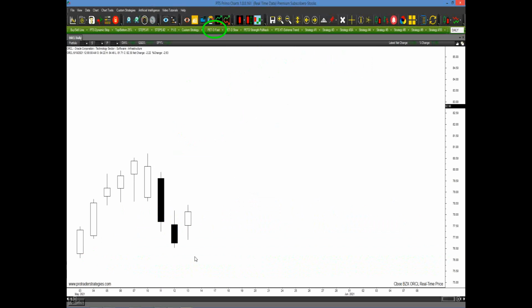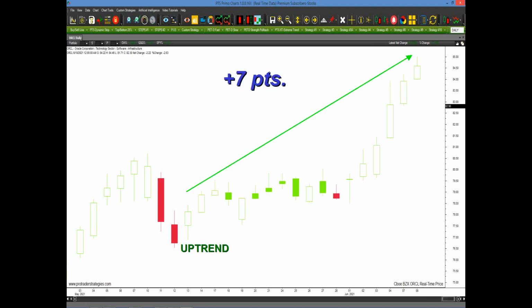We apply the PET-D on our platform, click it on, and it's saying the majority of bars here are green, followed by two red bars, and then another green bar. So that's an uptrend setup. So you shouldn't be looking for this to go lower. Most likely we're going to be going higher, and the stock went up 7 points.